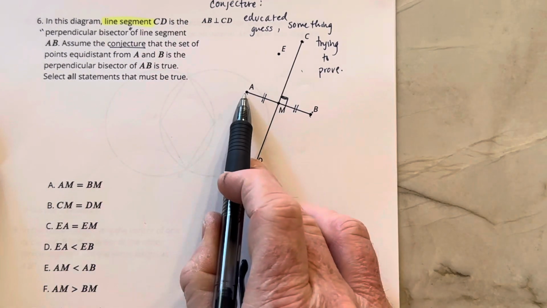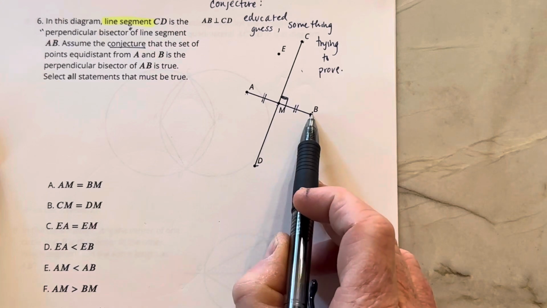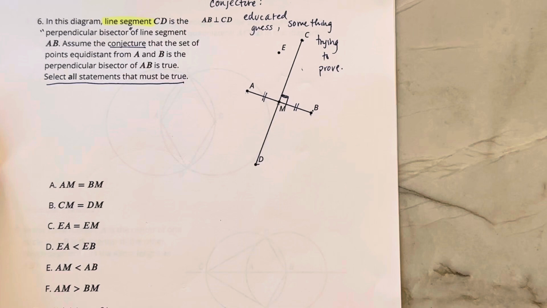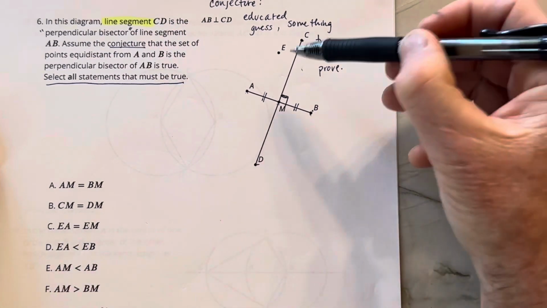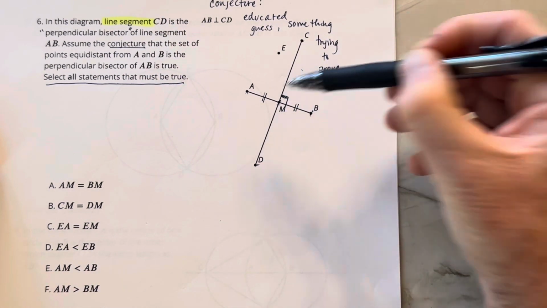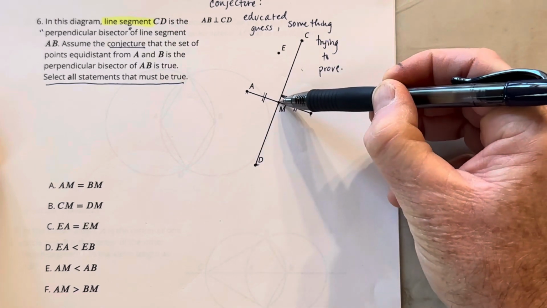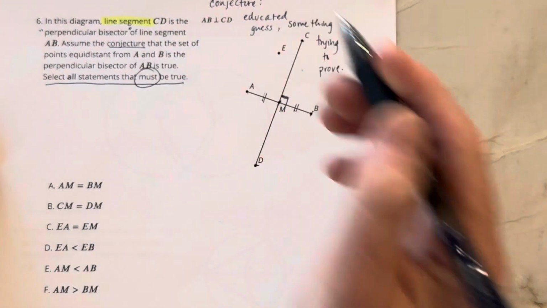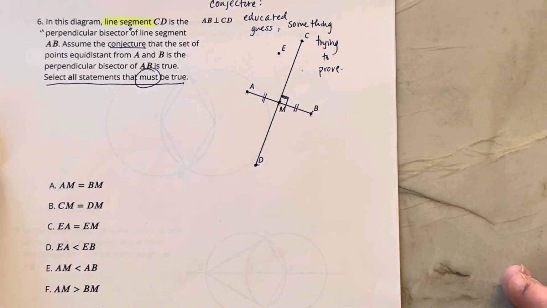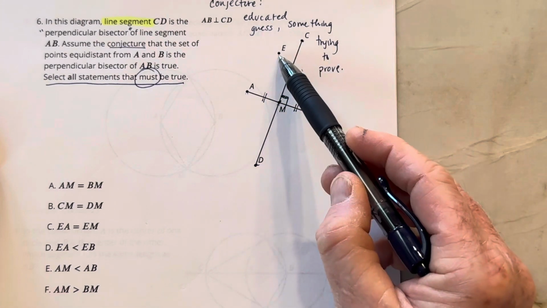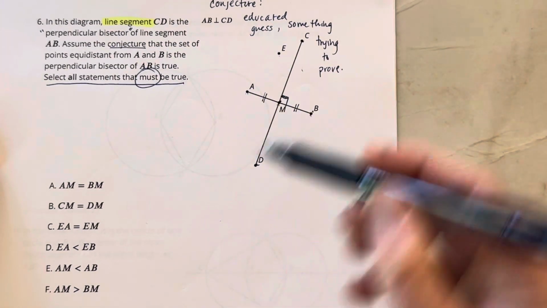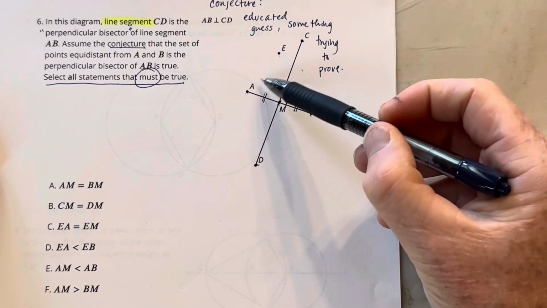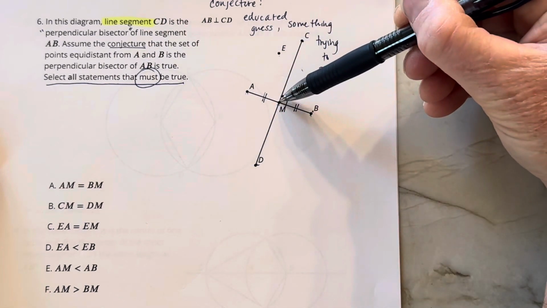Does AM equal BM? So you have to select all the statements that must be true. Does CM equal DM? Must be true. Does EA equal EM? We're talking about the length of EA. Does it equal EM?